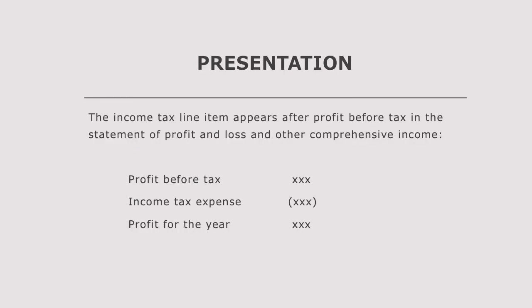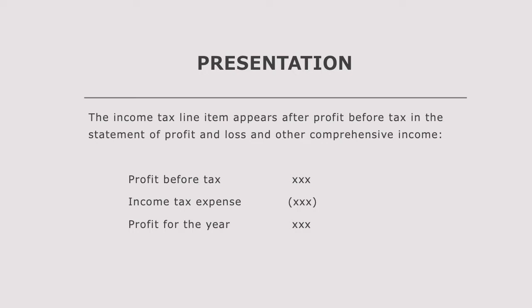Now, when we look at presentation, the first place that you will generally see your income tax line item is in your statement of profit or loss and other comprehensive income. In our statement of profit or loss and other comprehensive income, we always have profit before tax, then we have income tax expense, and then profit before tax less your income tax expense gives you profit for the year. And it is that profit for the year that is transferred to retained earnings and forms part of the retained earnings closing balance in our statement of financial position.